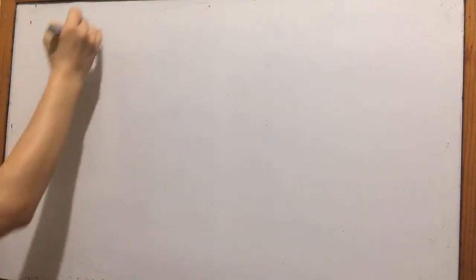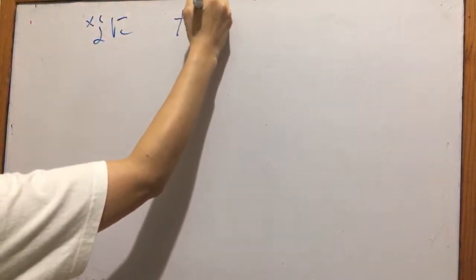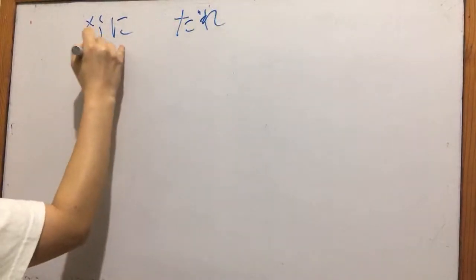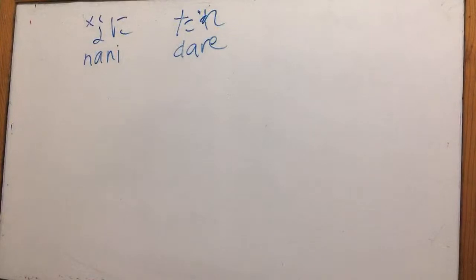Okay, so what else? So how do we ask questions? So we will use nani and dare, okay? So for things, you can ask by nani, and then for persons, it's dare. Nani and dare. Kyoshitsu, ne? Kyoshitsu.